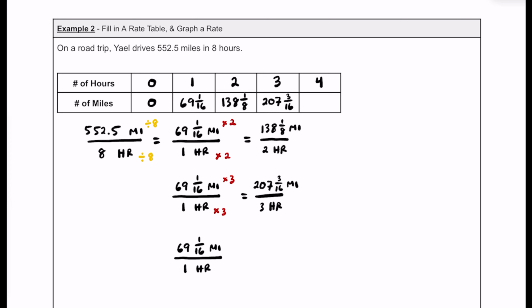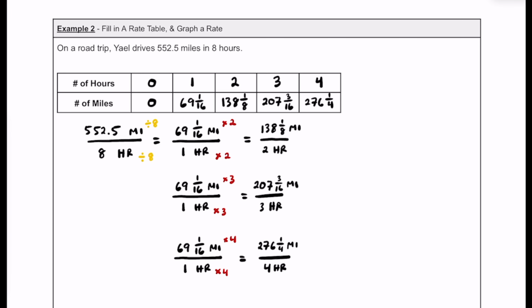All right, so for one last equivalent rate here, what if we're going for 4 hours? Well, again, you could do a few different things. You could have just taken the original and divided it by 2 to get 4 hours, but we're just practicing using our unit rate here. So we can multiply our unit rate by 4 on top and bottom to get another equivalent rate. So if we want to get it for 4 hours, let's multiply top and bottom by 4. And 69 and 1/16 miles multiplied by 4 is going to be a total of 276 and a quarter mile. So again, that's going to be 4/16, but you can simplify that down to 1/4. So this is going to be 276 and 1/4 miles.